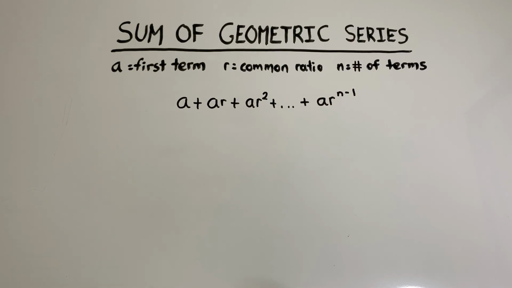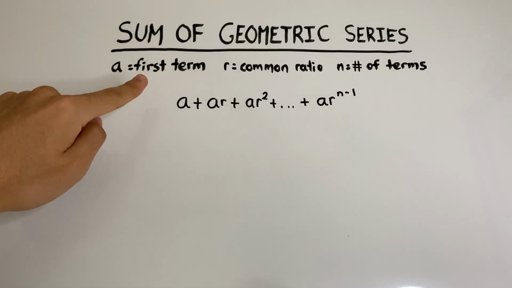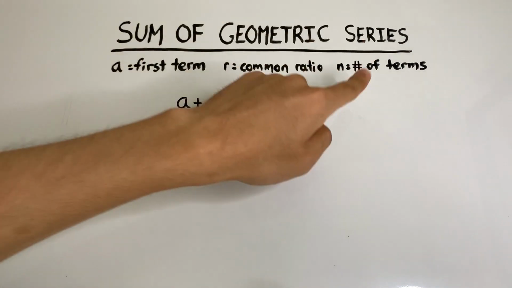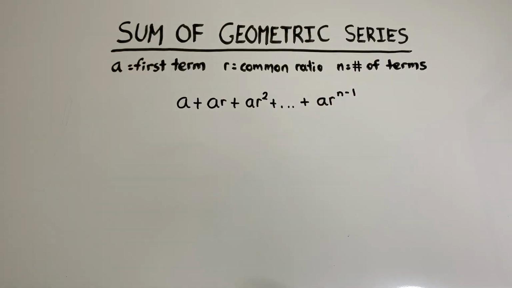Now it's time to derive the formula for the sum of a geometric series with first term a, common ratio r, and n terms. Now if you saw the previous video where we used some numbers, the approach is going to be the exact same here. The only difference is we're going to be using letters.